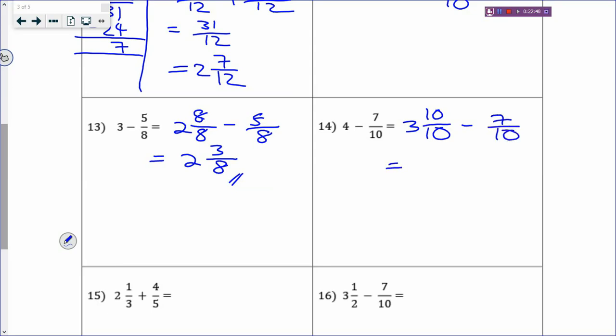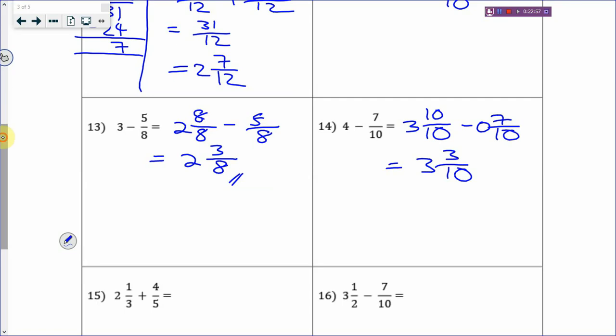Alright, so 3 wholes minus nothing. There's a nothing in front, which is a 0. So 3 minus nothing is still 3. 10 minus 7 is 3 out of 10. Right? So what's the answer? 3 and 3 over 10.